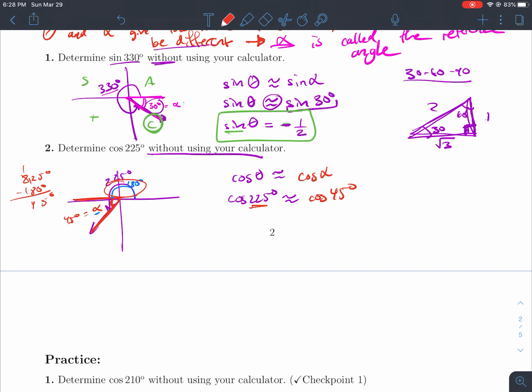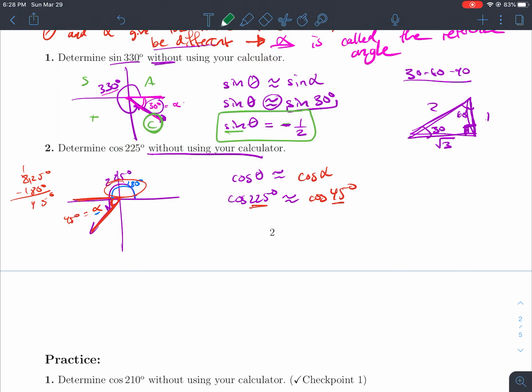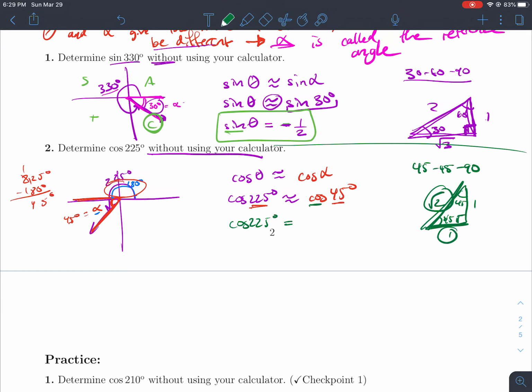So the cosine of 225 degrees is going to be almost the exact same thing as the cosine of 45. And hopefully when you hear cosine of 45, that makes you think, oh my gosh, the 45, 45, 90 reference triangle. So this one was 45, 45, 90, 1, 1, because the angles are congruent, the sides are congruent, and then square root of 2. So cosine of 225 degrees is going to be exactly equal to, cosine is adjacent over hypotenuse, 1 over the square root of 2. And then the last thing here is the sign.